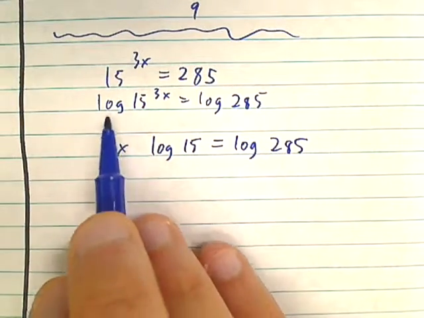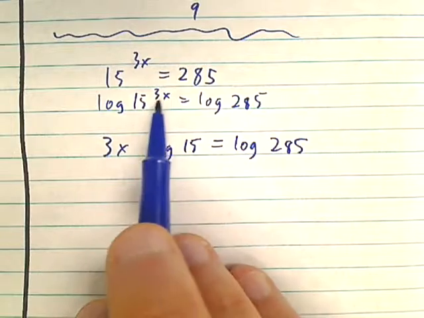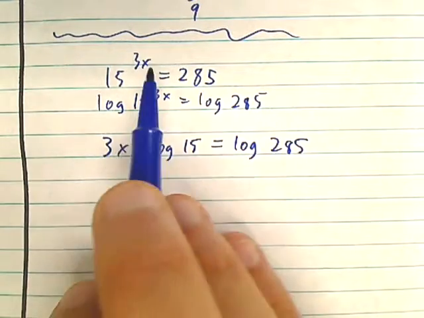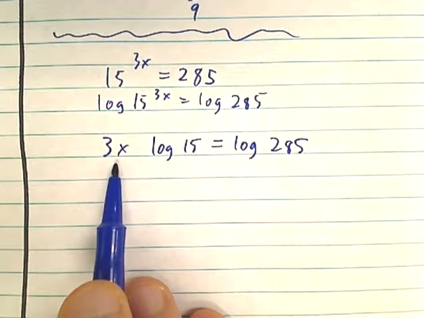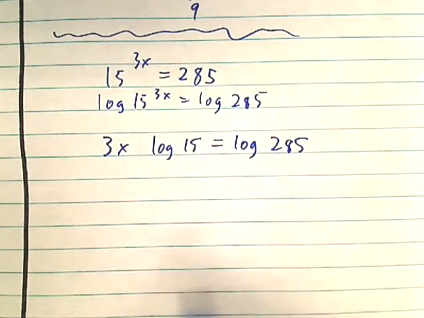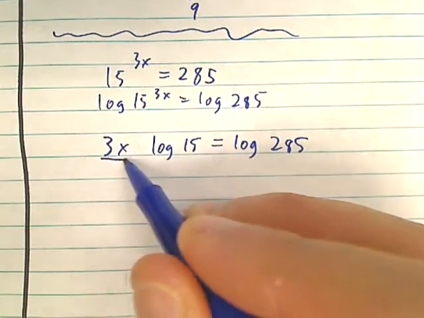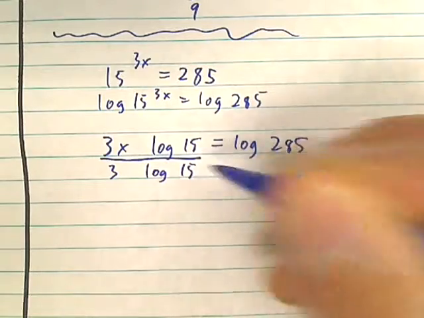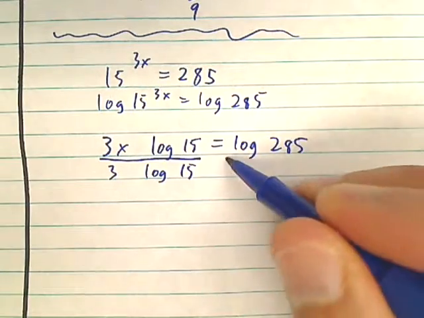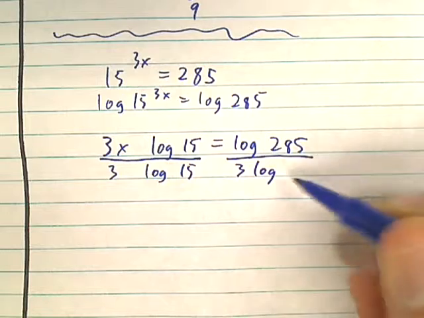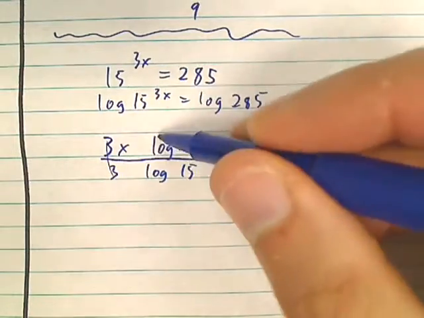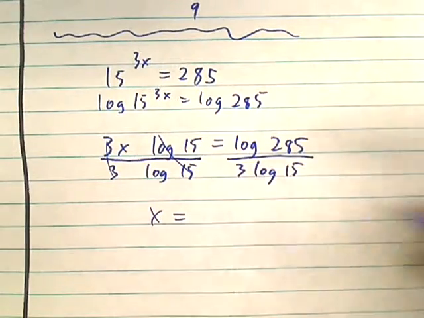So by taking the log of both sides, now I can use that property where the exponent becomes the coefficient. And instead of the x being trapped up in the exponent, now it's out in the open. I can solve for it pretty straightforward. So let's divide by everything except for the x. So we're going to divide by 3 log 15. Let's do it all at once. It's easier that way. Okay, and so that will cancel out, and that will cancel out, leaving me with just an x.